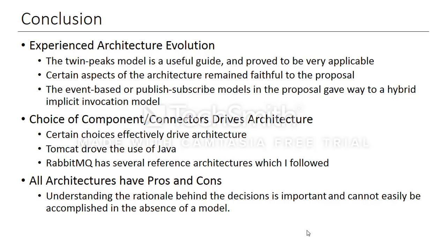Specifically, Tomcat drove the use of Java. RabbitMQ had several reference architectures which I followed, one of those being task queues, the other one being topics. And ultimately, all architectures have pros and cons, and I think that's the key takeaway here, is that being able to document those and talk about those and model those are invaluable.